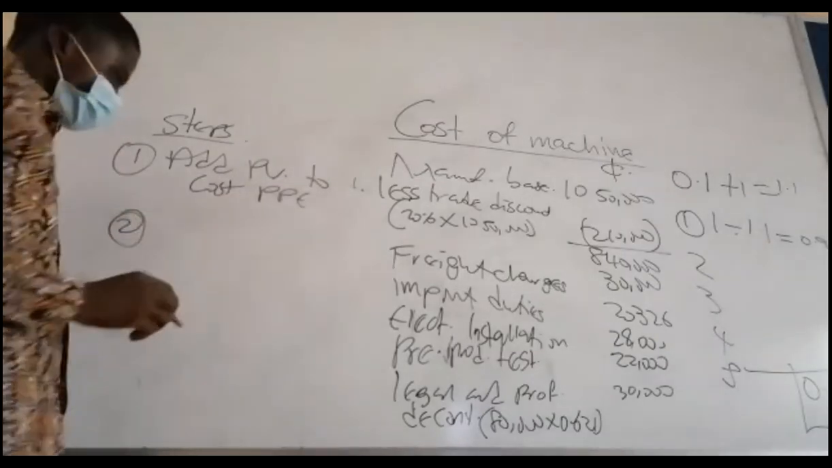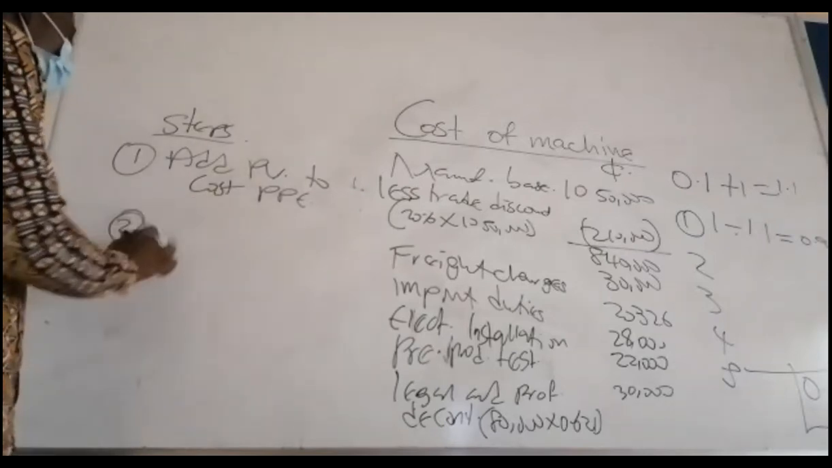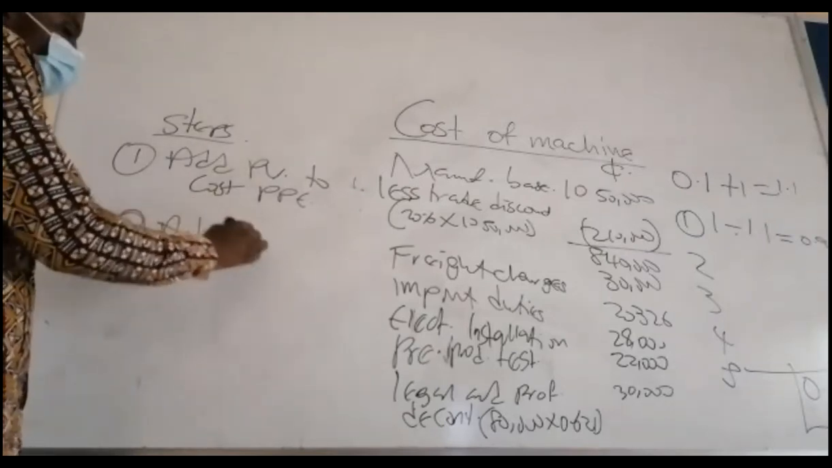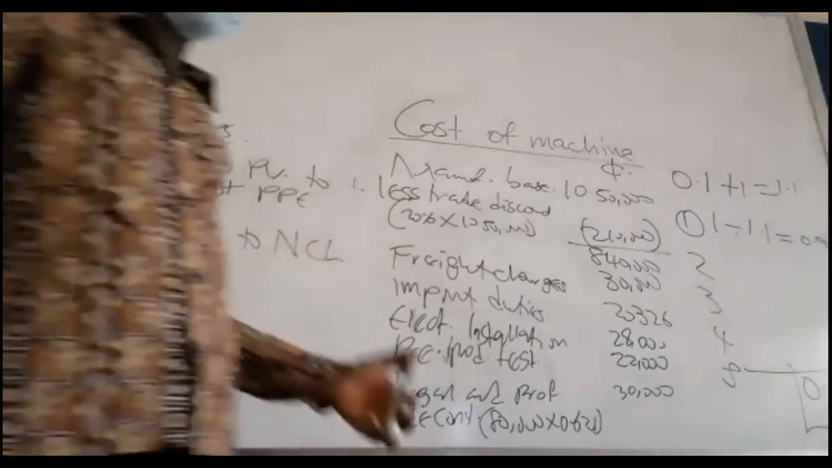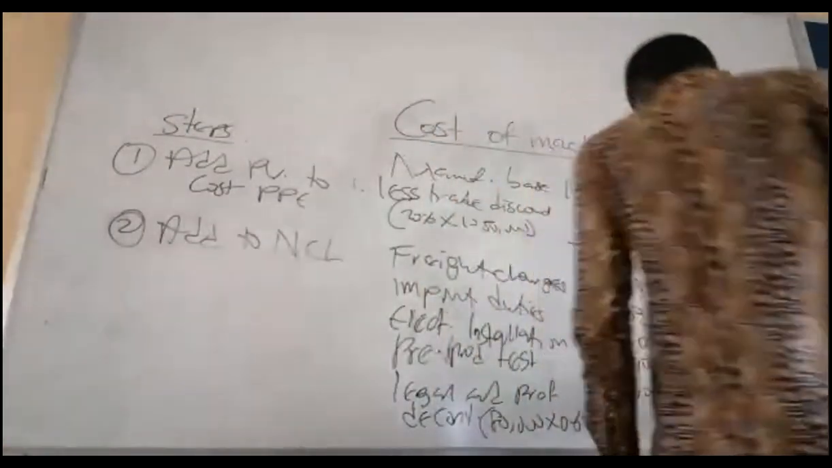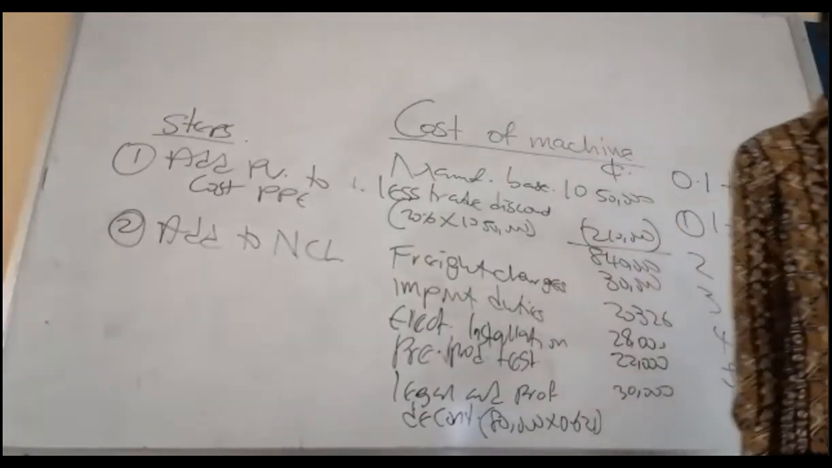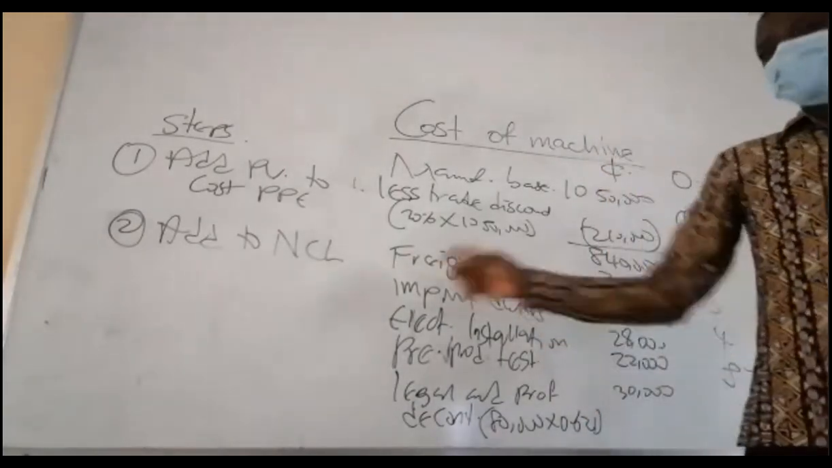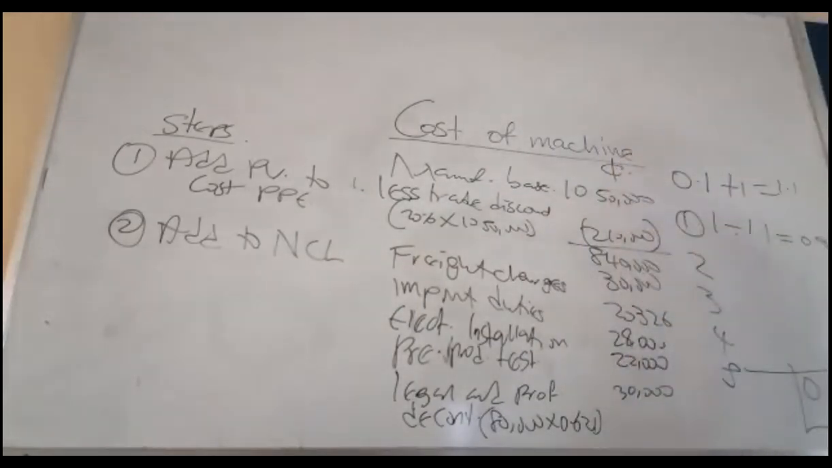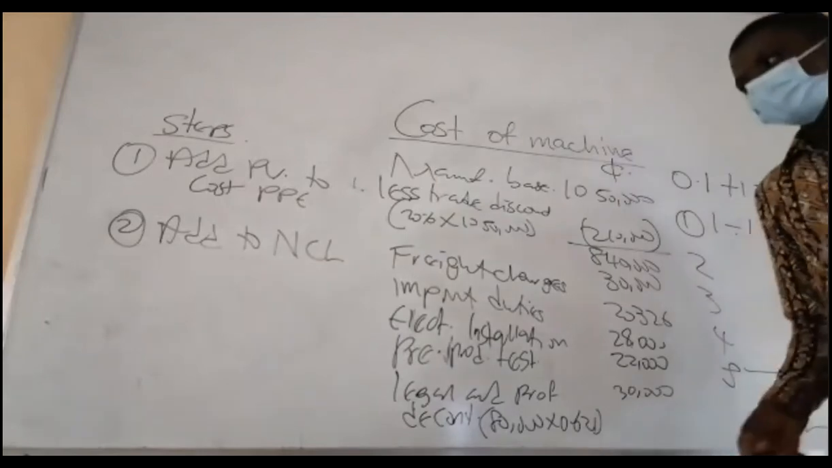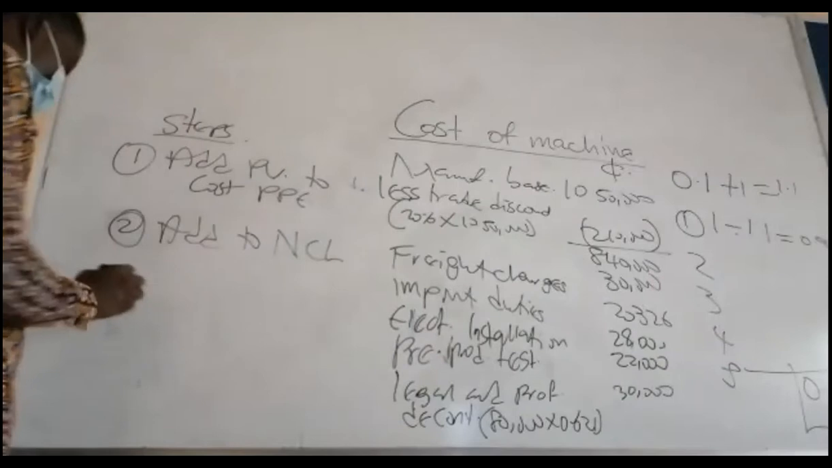Step 2, the same PV, add the PV to your non-current liability. Treat it as a non-current liability. So the same figure that you get here will be a non-current liability. Why is it a non-current liability? We have not paid. We will pay it in 5 years' time, because that's when we are going to incur such an amount. So when you are done, then you relax.